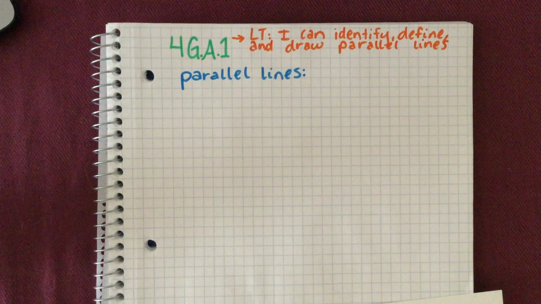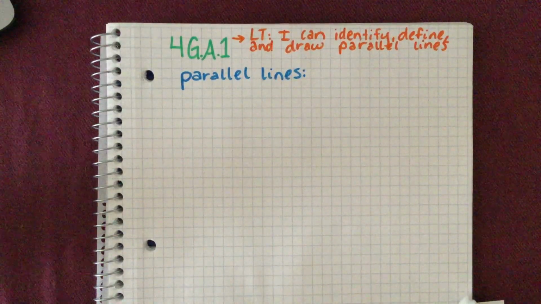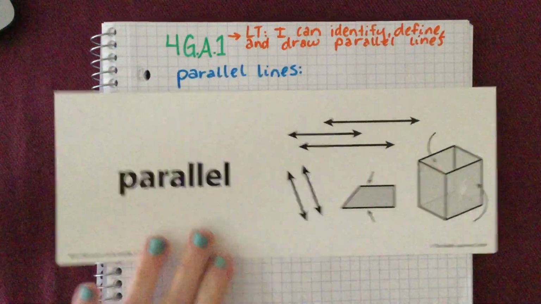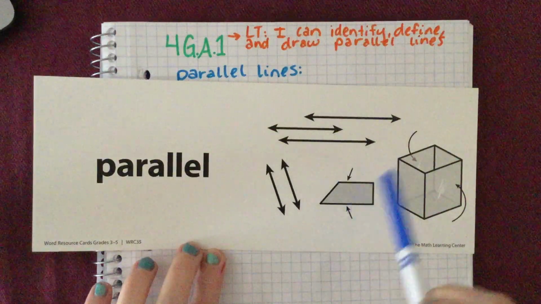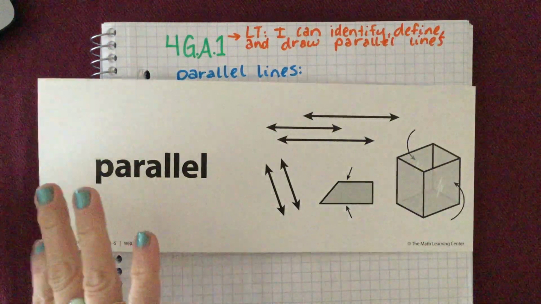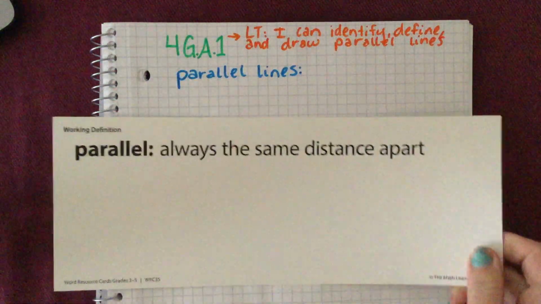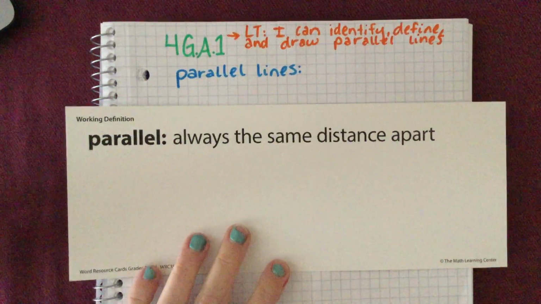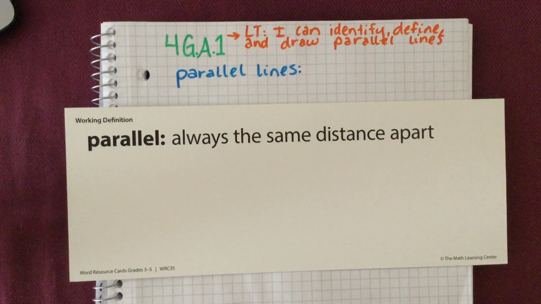So let's start by defining parallel. You can see here some examples of lines that are parallel. You probably recognize this from our work in previous lessons. Here's the definition of parallel lines. They're always the same distance apart.